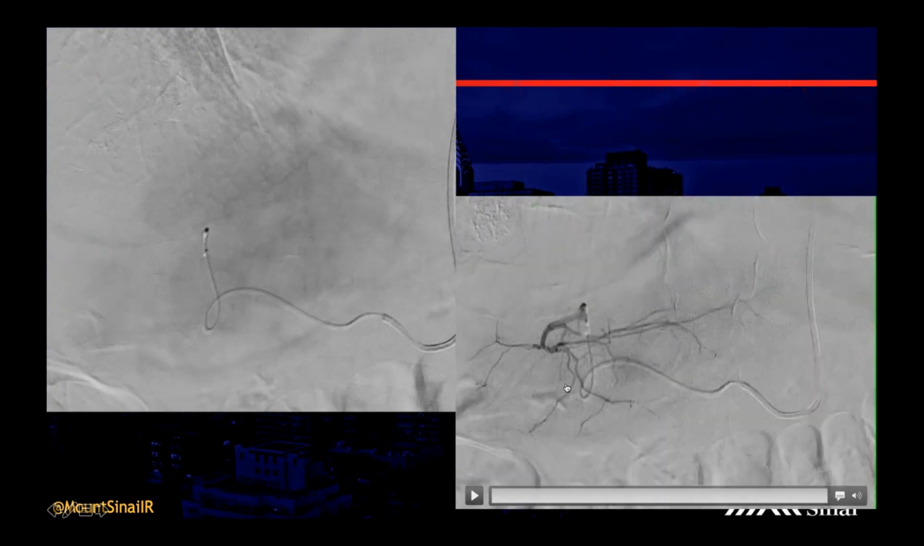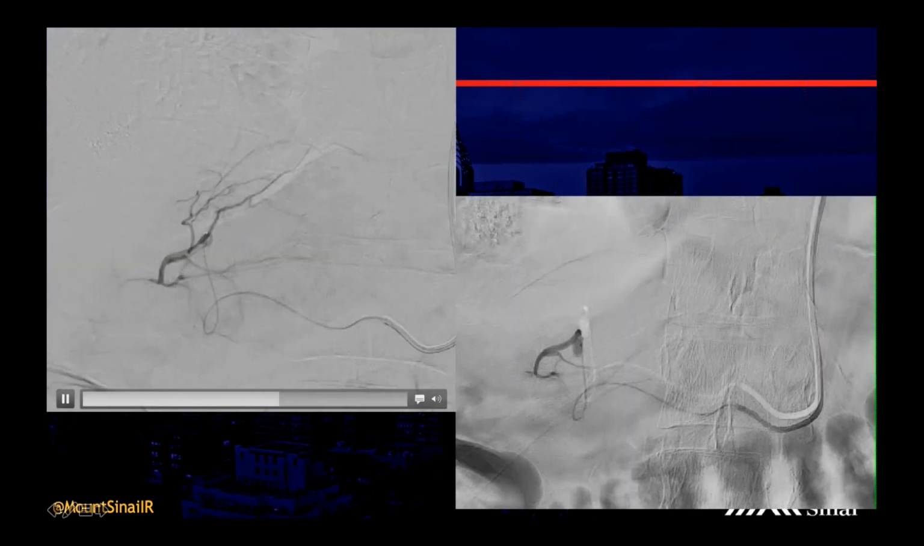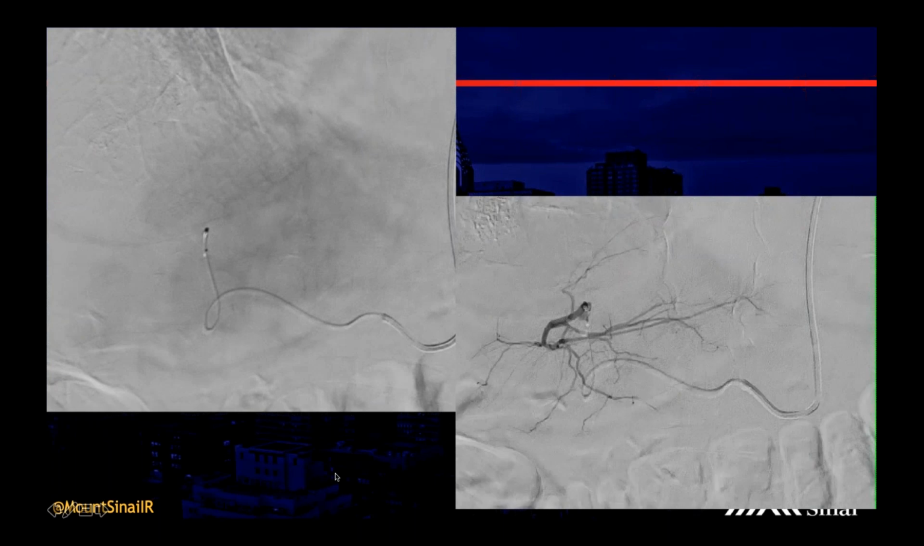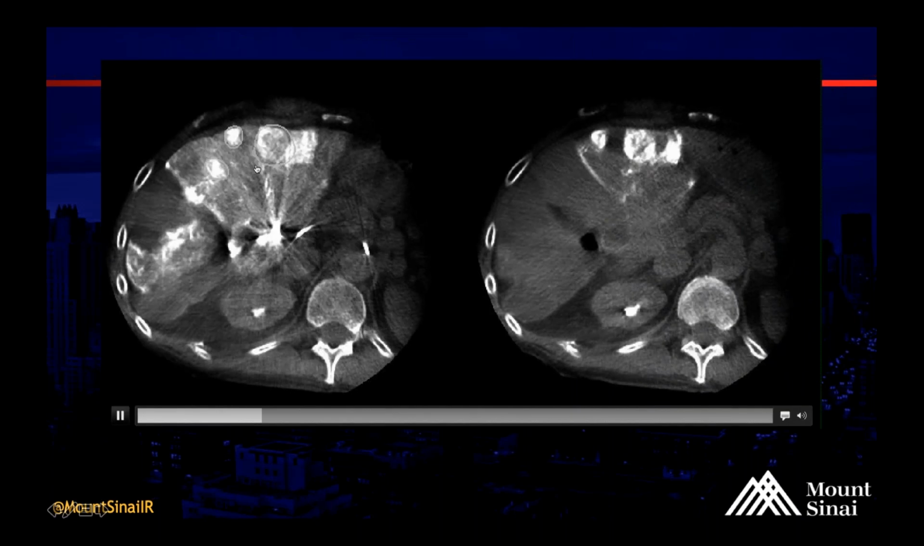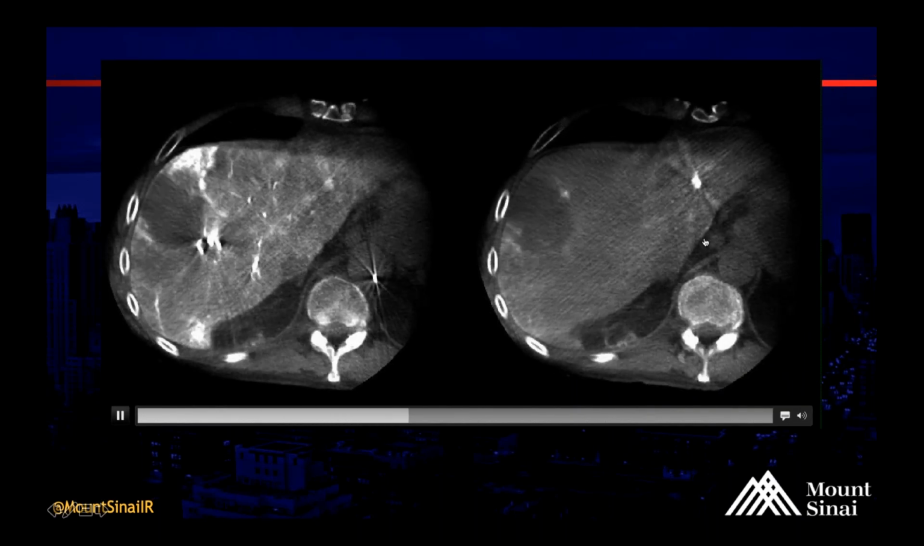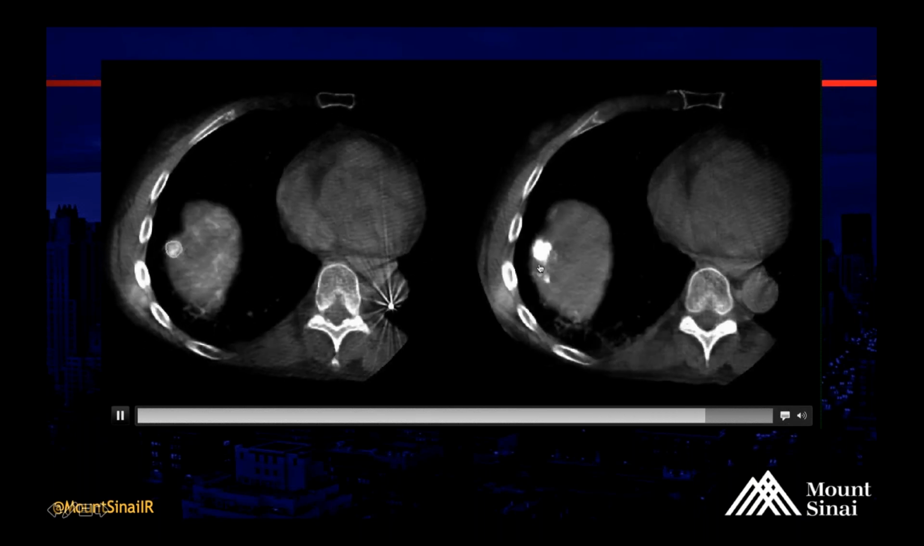And again, it's not as impressive on the angiogram, but when we did our spins and then actually did the chemoembolization, I'll show you the picture. So this is the balloon down, balloon up runs. And here you can see, while we're injecting the chemo, these dense stains of the tumor from segment 3. And here's a spin. This is the pre-angio, and then this is the post-TACE spin. So you can see these dense areas of chemo accumulation in these various tumor spots.